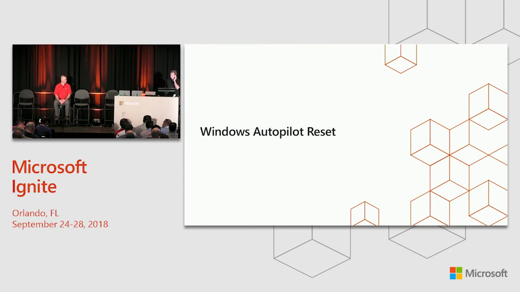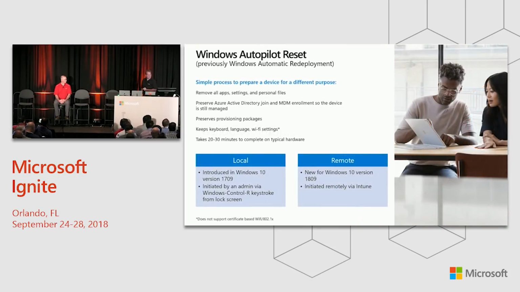All right, so let's talk a little bit more about Autopilot Reset then. We do have the two options. The end result is the same in both of those cases. We'll remove all the apps, all the settings, all the personal files, but we'll keep the Azure AD join and the MDM enrollment. So no orphaned objects in AAD or Intune. We'll continue to use the same ones.